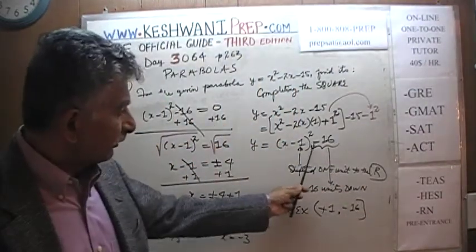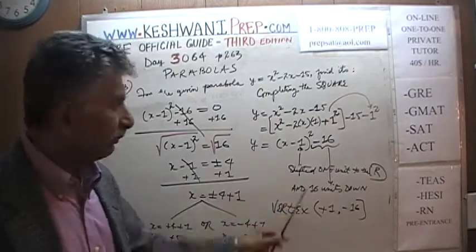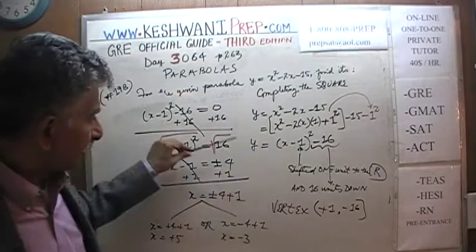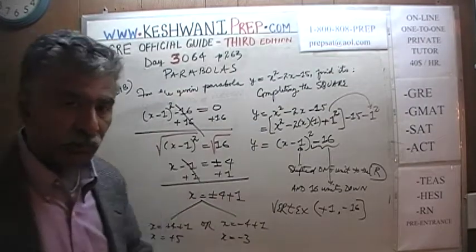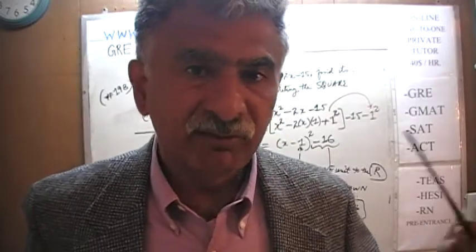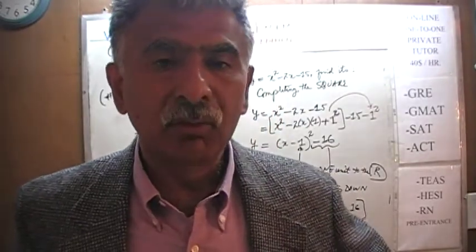Here it gives us the coordinates of the vertex and then we continue from here. Complete the square gives us the coordinates of the vertex and then we continue with this to find the roots. In the other two approaches, quadratic formula and factorization, we first find the roots and then look for the coordinates of the vertex.